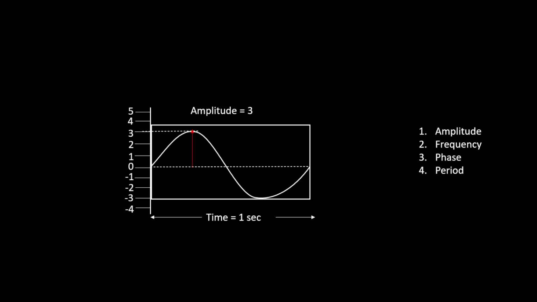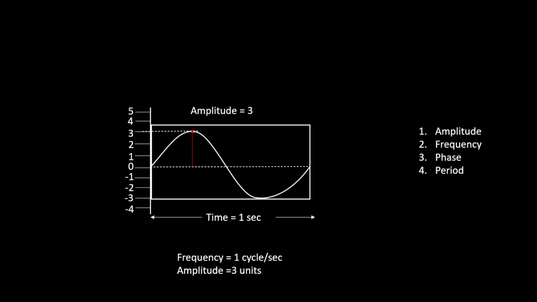Second term is the frequency. We can see that here one complete cycle of the wave is spanned over the time of 1 second. So we can say that frequency is nothing but 1 cycle per second. It is the complete cycle or the complete oscillation of a wave that occurs in a particular time period. In this case, the time period is 1 second. So the number of oscillations in 1 second, we call it the frequency.